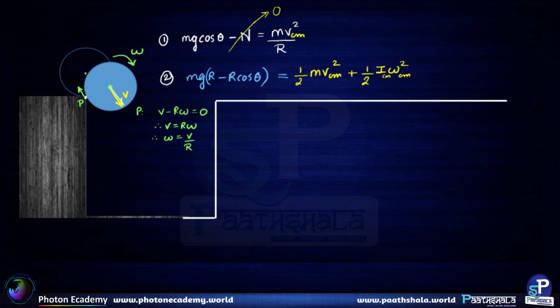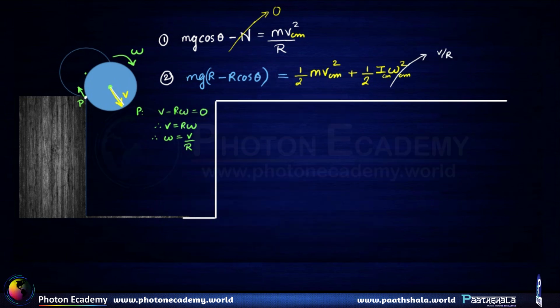Here we have to write down this omega as v by r, as already discussed in this explanation, and we basically need to eliminate v. So for that, from this equation we can understand that mv square, because mv square is going to appear over here multiple times, is going to be equal to rmg cos theta.